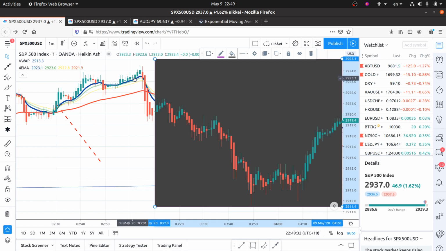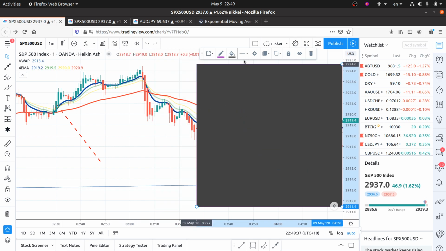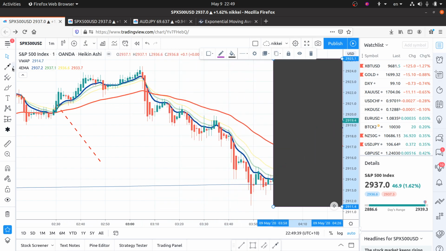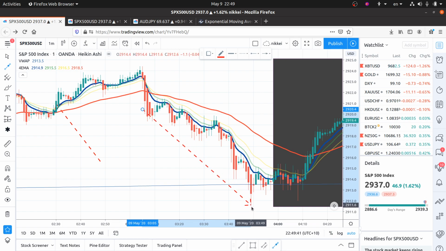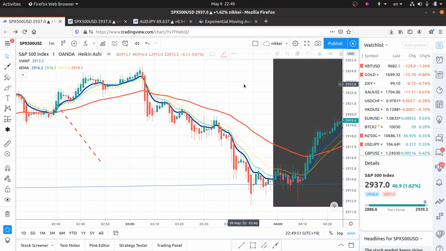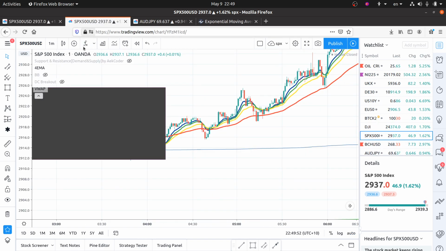We can actually see what ended up happening: it dropped all the way down to here. If you had leverage, it would have been like a stop loss, and you would have lost a lot of money, depending on how much you put in, of course. So let's move on to the next one.